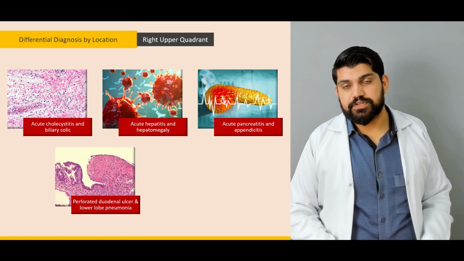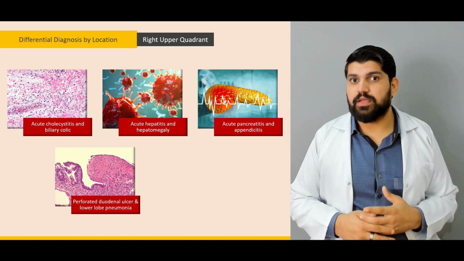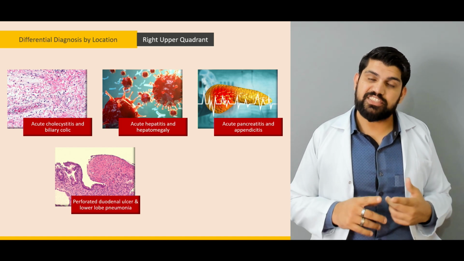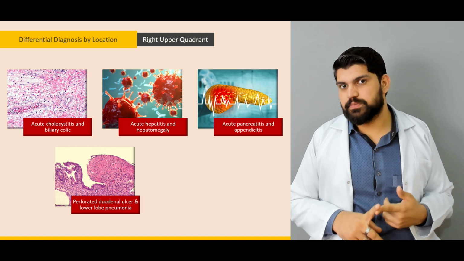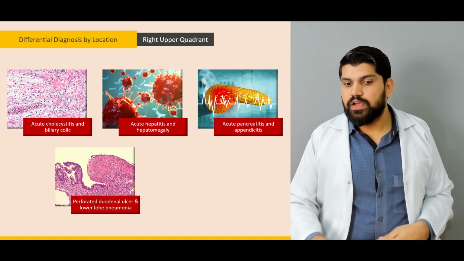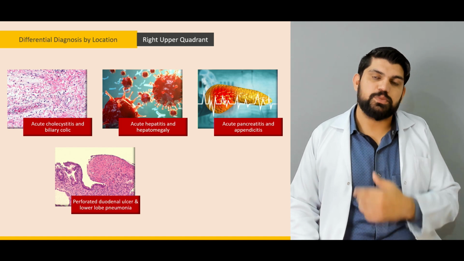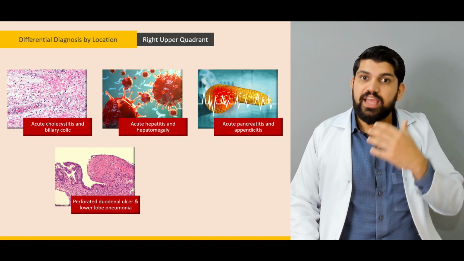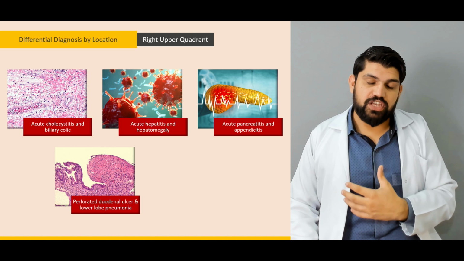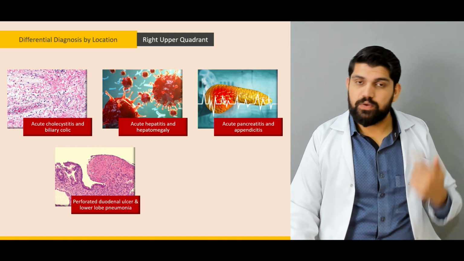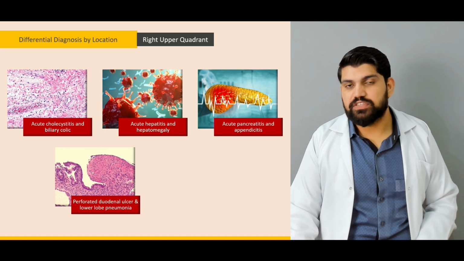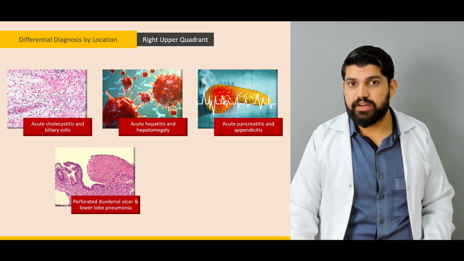Perforated duodenal ulcer, a very, very important disease. Important in respect that it needs treatment as early as possible. Lower lobar pneumonia, sometimes with diaphragmatic irritation on the right side of the chest, can cause pain in the right hypochondrium. So you need a chest x-ray if you're suspecting that there is pain in the right hypochondrium.